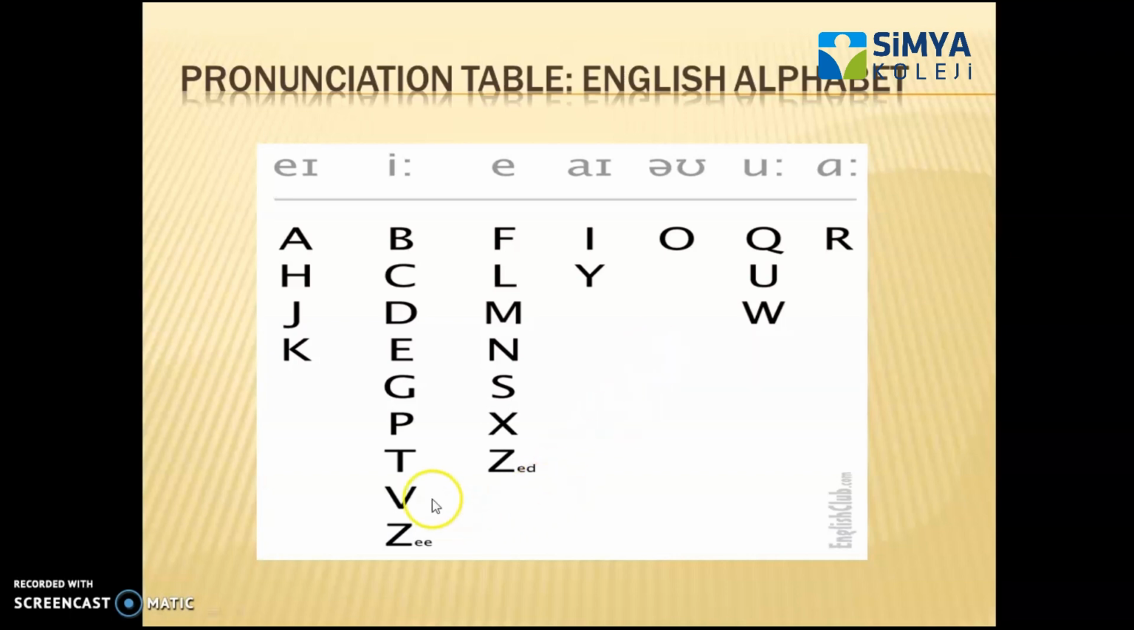Now I want you to look at this part. We have Z, and here we have Z. Now this, don't make it confusing. Z is the way Americans say this, and then the other one is Z. That's the way the English say it. So don't mix it. There is no any confusion.